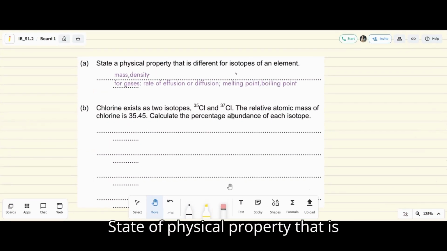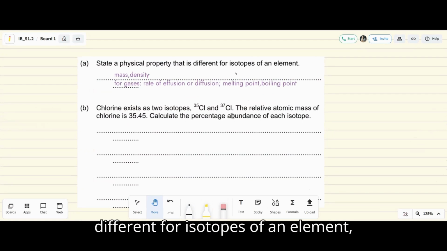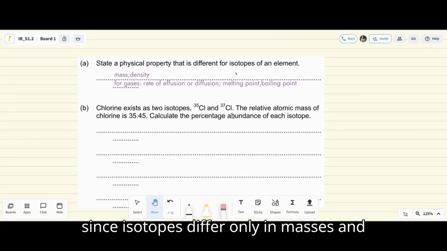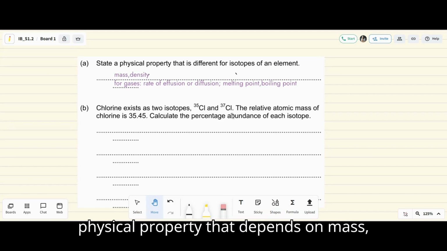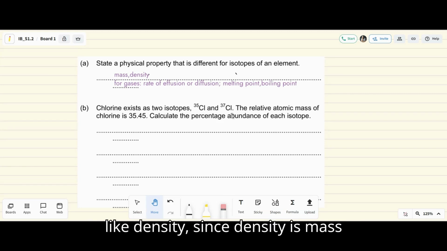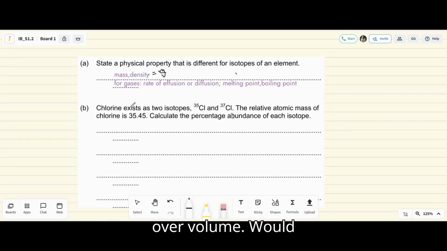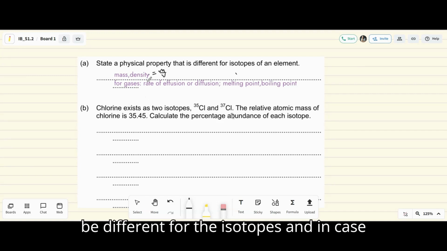State a physical property that is different for isotopes of an element. Since isotopes differ only in masses and they're atoms of the same element, a physical property like mass, or any physical property that depends on mass like density, since density is mass over volume, would be different for the isotopes.